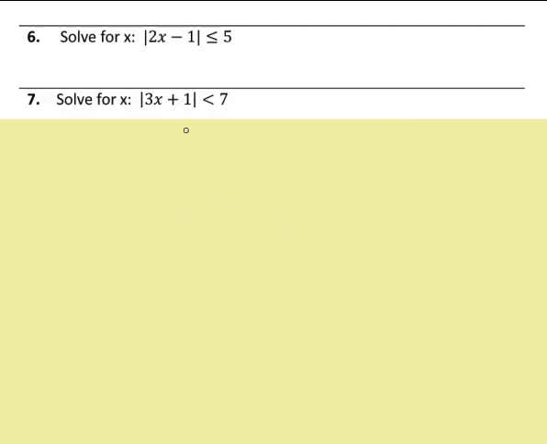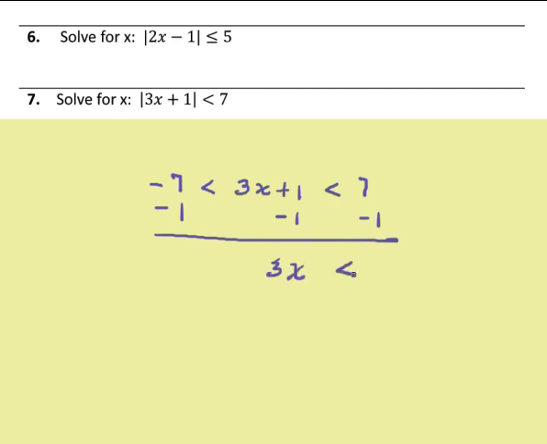In number 7, we reason the same way. Here, whatever's inside is an absolute value less than 7. So we say 3x plus 1 must be between 7 and -7. Now this time we use a less than symbol because that's what we have over here. And just solve in the usual way. Subtract 1 from all 3 sides. And now divide by 3. And we have x is between 2 and -8/3.